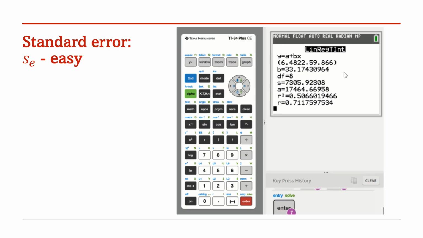Now, why this could be a little deceptive is that you have an interval right there, but that's not the interval you're looking for. That's the interval for your slope, not for the y value, which is what the question is asking us for.